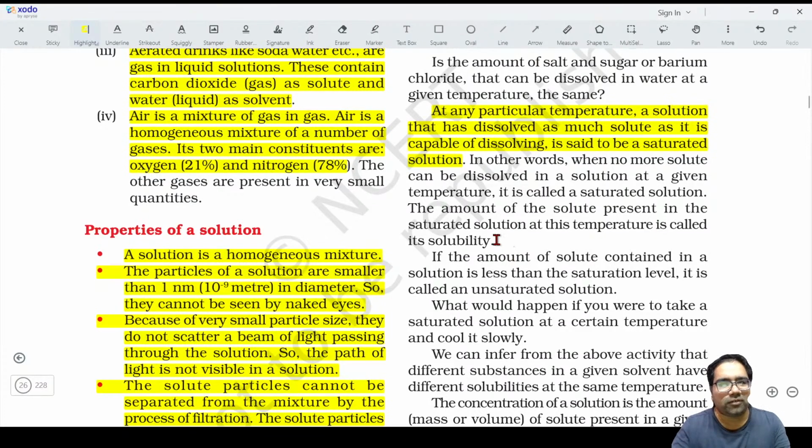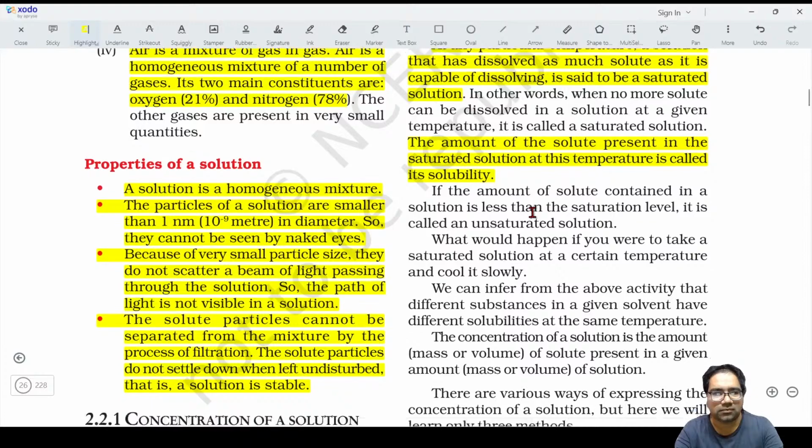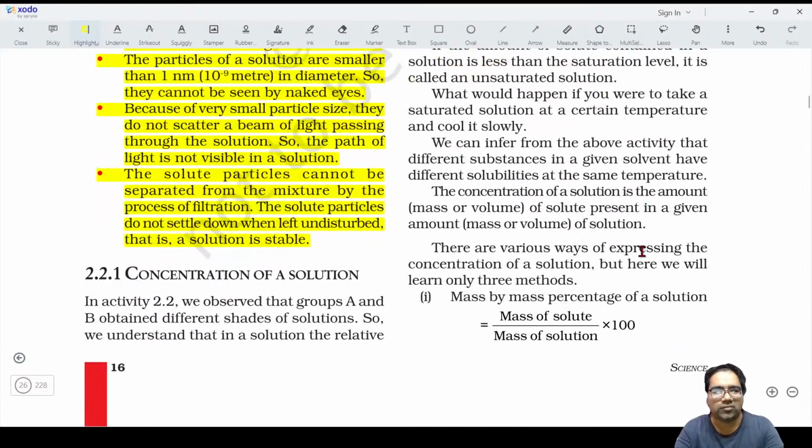Okay. So now, sir, what is solubility? Solubility refers to the amount of solute present in the saturated solution at a given temperature. It is in a saturated solution, not in any random solution. If it is lesser, it is unsaturated. Very good.